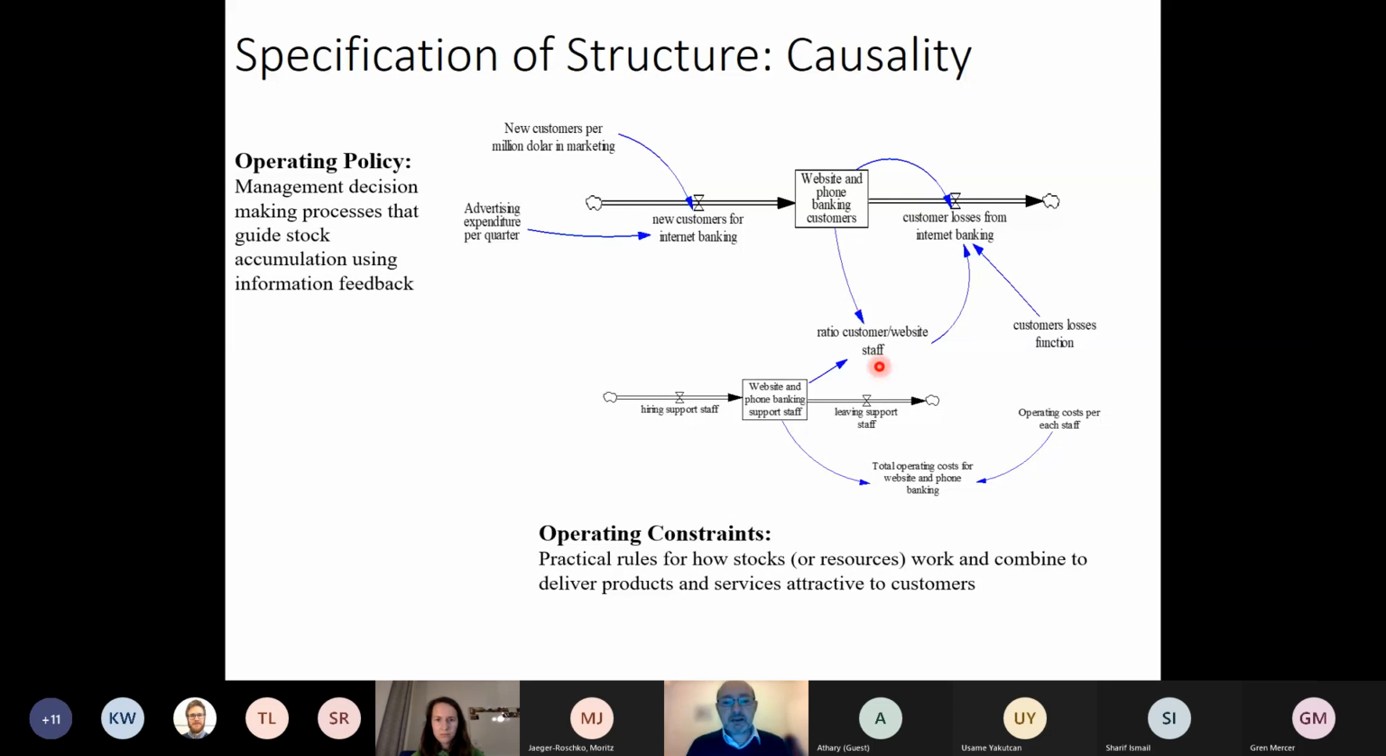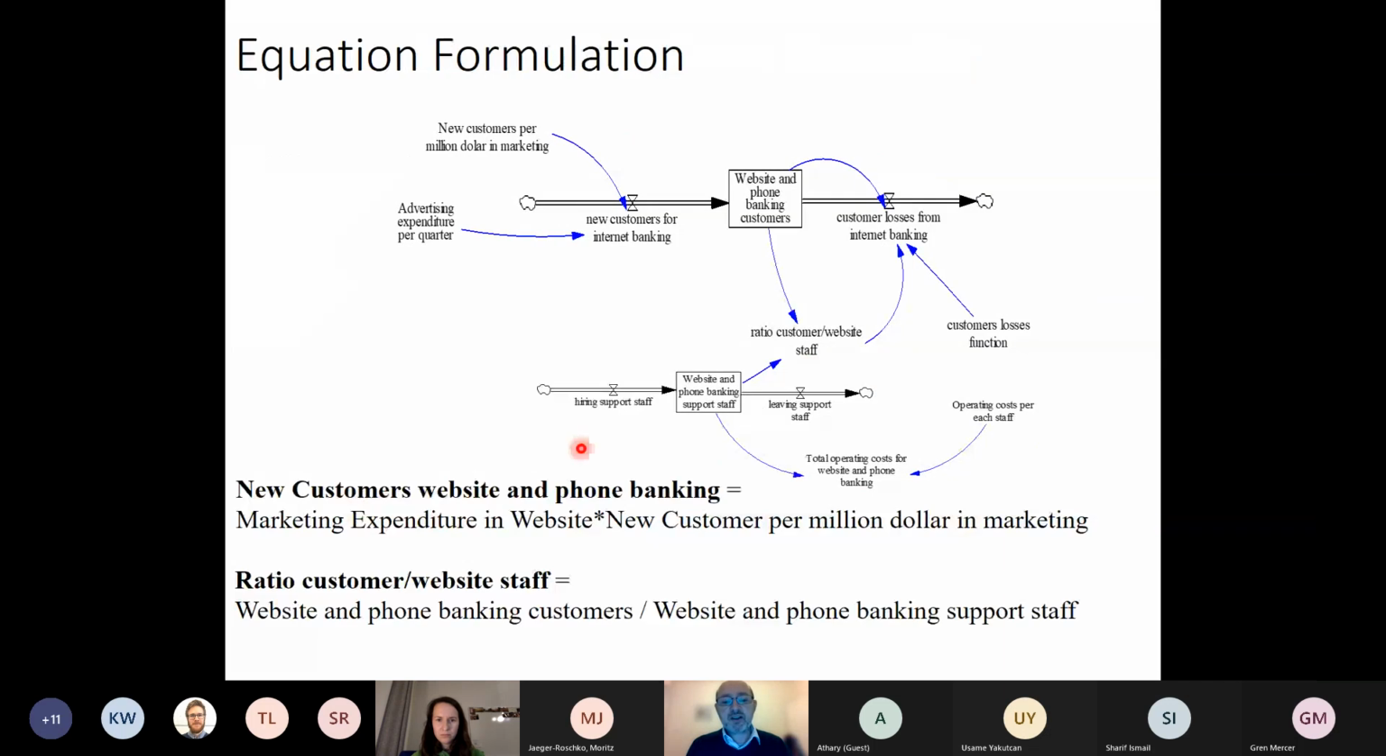It's very simple. So new customers is marketing expenditure multiplied by new customers per $1 million in marketing. And here is an interesting first lesson of when you use plus or when you use multiplication. These two variables, clearly, if you say that there's more efficiency, you will have more customers. So the sign will be plus. If you have more advertising expenditure, you will have more customers. So both of them have a plus, right? This link between these two variables.